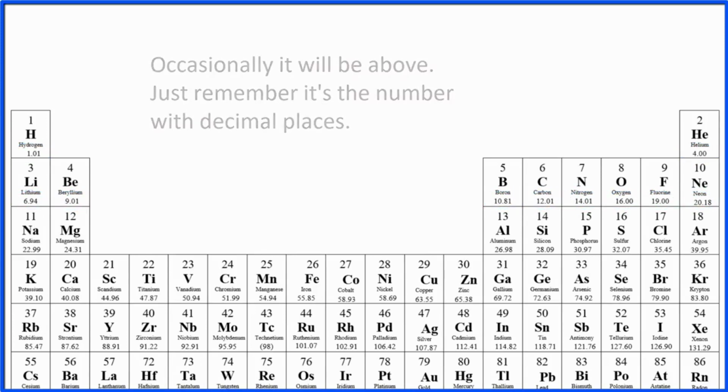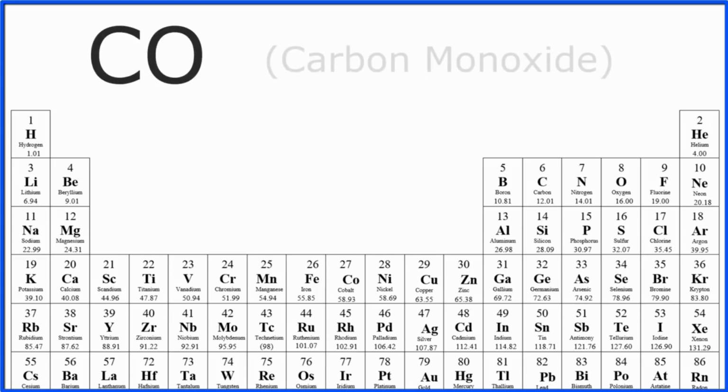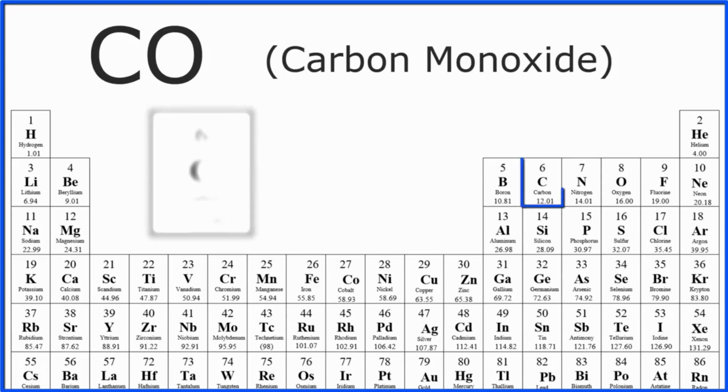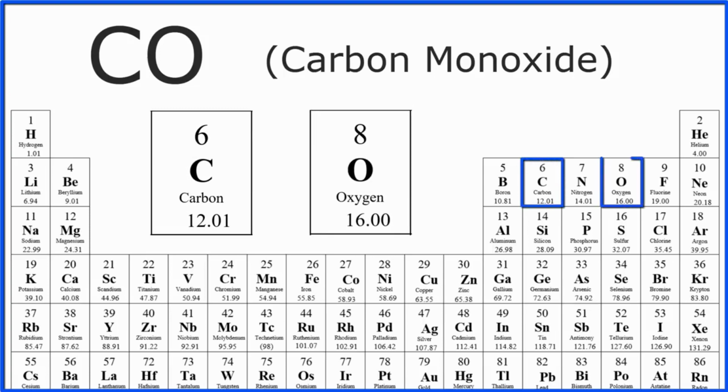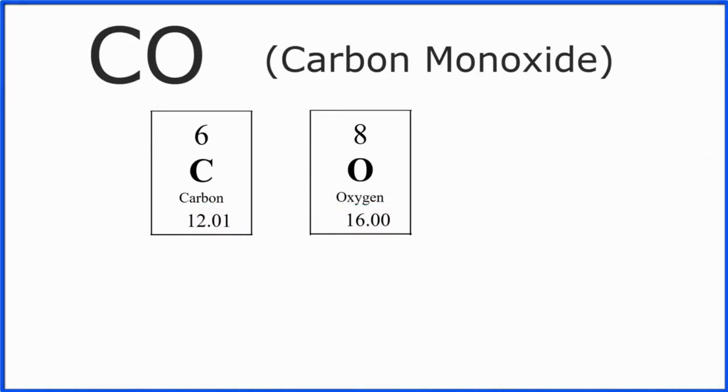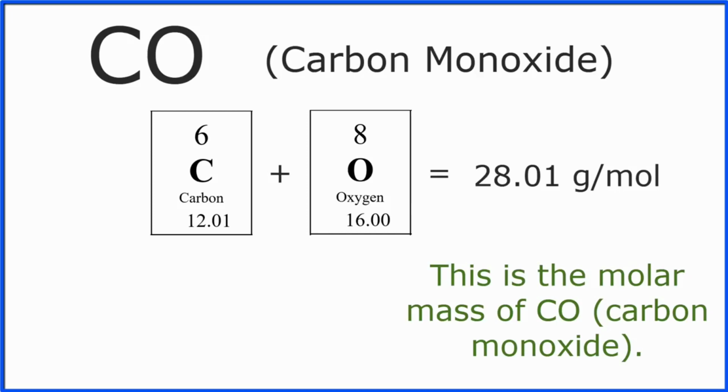Let's find the molar mass for carbon monoxide. So we go to the periodic table, we find carbon, and we find oxygen, and we see the atomic mass there right below the element symbol. To find the molar mass, we add those 2 numbers together, and we add the units, gram per mole, and we're done. We've found the molar mass.